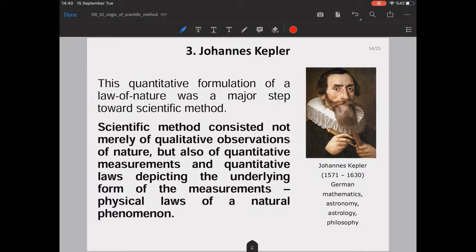This quantitative formulation of a law of nature was a major step toward scientific method. Scientific method consisted not merely of qualitative observations of nature, but also quantitative measurements and quantitative laws depicting the underlying form of the measurements as well, which are called the physical laws of a natural phenomenon.